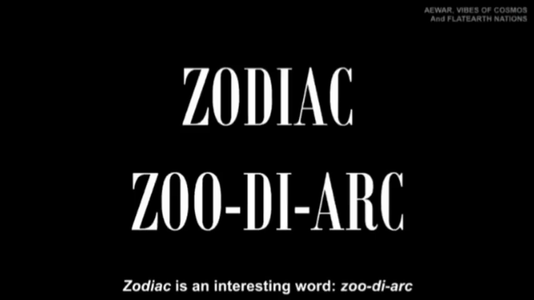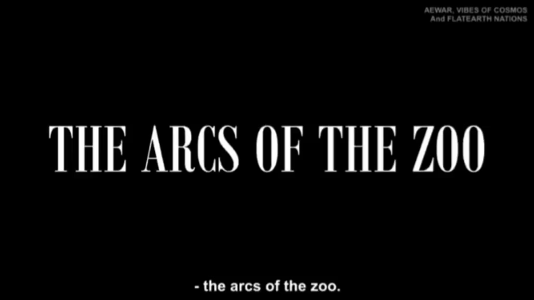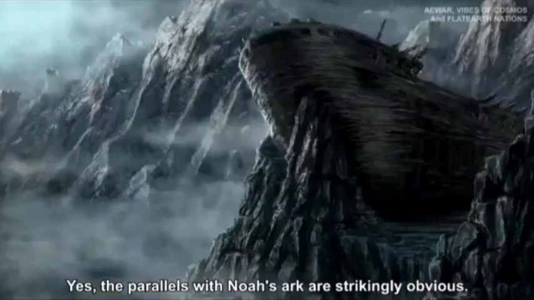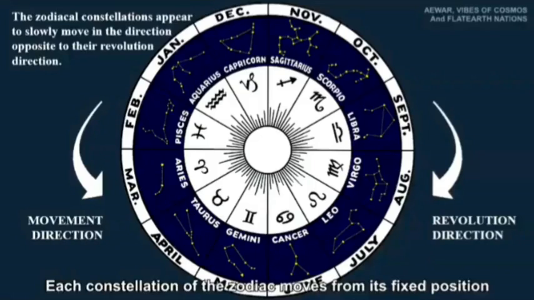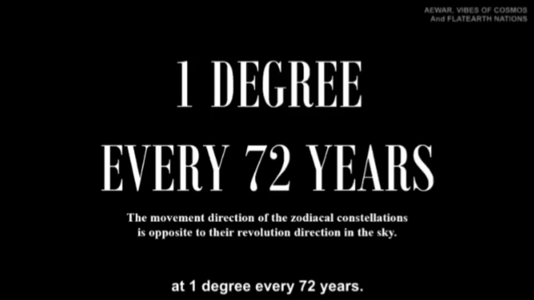Zodiac is an interesting word. Zodiac, the arcs of the zoo. Yes, the parallels with Noah's Ark are strikingly obvious. Each constellation of the zodiac moves from its fixed position at 1 degree every 72 years.